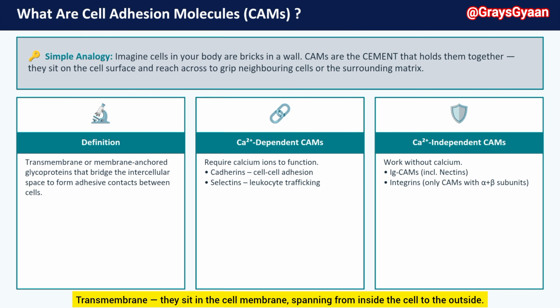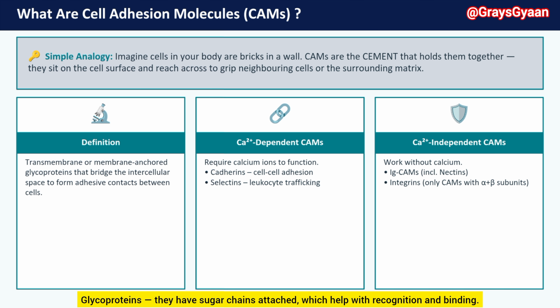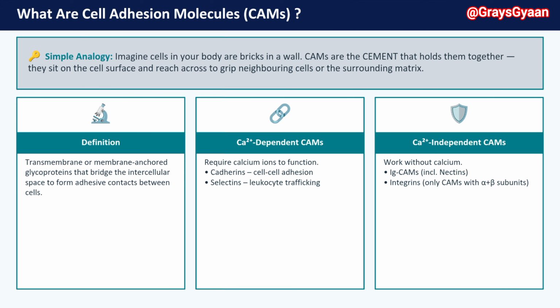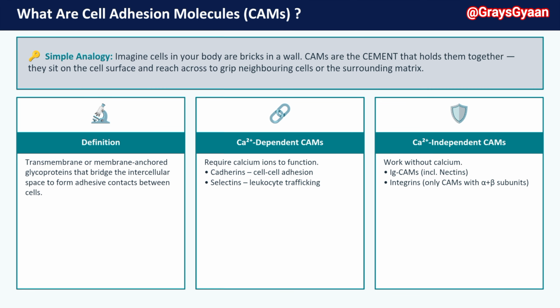Transmembrane: they sit in the cell membrane, spanning from inside the cell to the outside. Glycoproteins: they have sugar chains attached, which help with recognition and binding. Bridge the intercellular space: they literally reach across from one cell to the next, or from the cell down to the extracellular matrix.